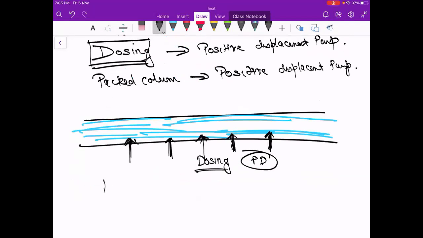Our heart is also one type of PD pump. Okay, if sometimes the heart fails, then artificial hearts are positive displacement pumps. Yeah, a syringe is basically a positive displacement pump. Okay, a syringe is a positive displacement pump.